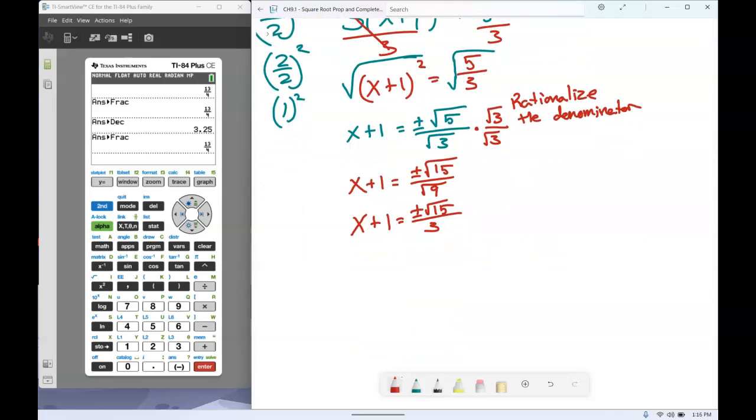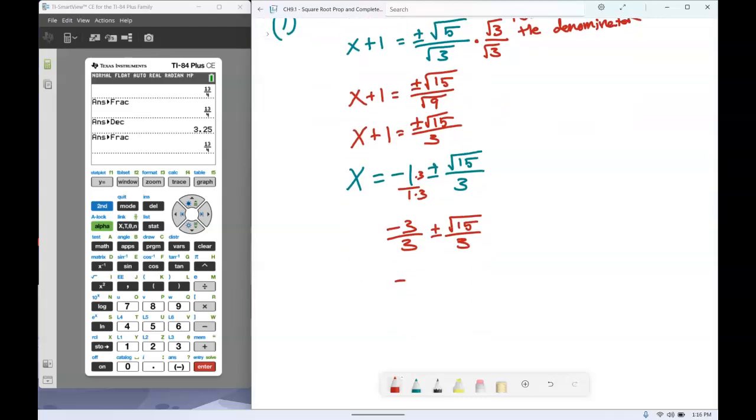And then I need to get x by itself. Yep, negative 1 plus minus the square root of 15 over 3. And then I need to combine those. What do I have to have in order to add fractions? Do I have the same denominator? Yep. Becomes -3 over 3. I'm writing out all of this. I don't expect to see every single one of these steps. You can truncate some of this per your comfort level.